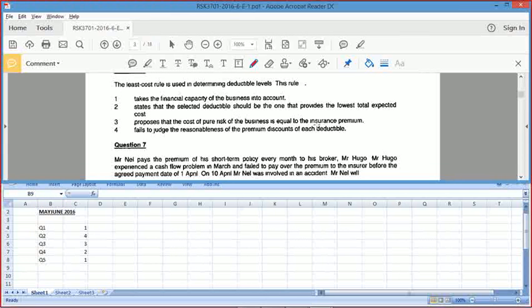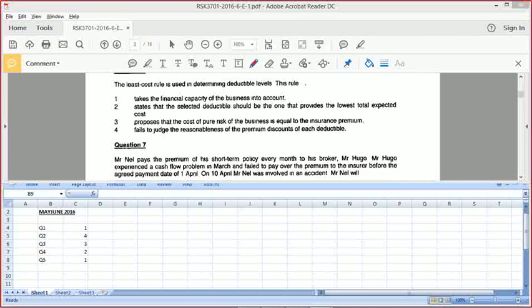The least cost rule is used in determining deductible levels. This is a very specific question, so let's quickly check the least cost rule. It takes the financial capacity of the business into account, and it says the deductible should be the one that provides the lowest total expected costs. That was something we looked at in that table. I don't know if you remember that table.